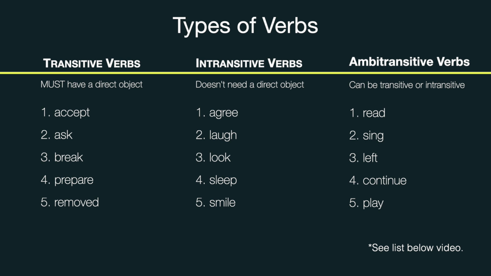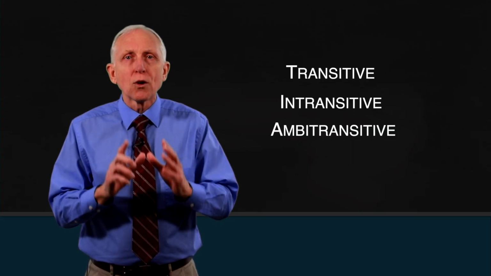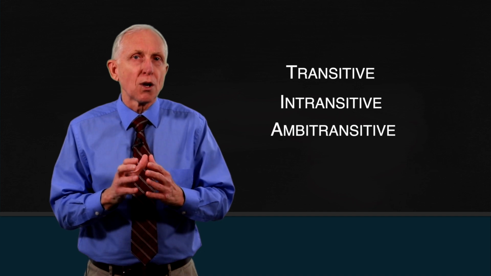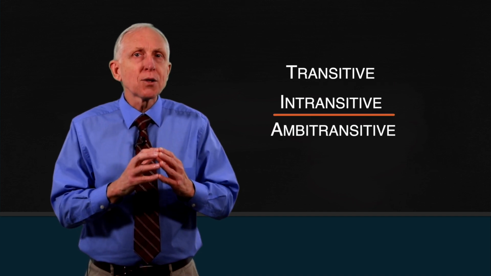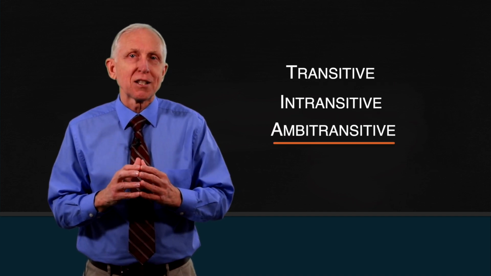It gets a little tricky because some verbs need a direct object to be complete, and some verbs, well, they don't need a direct object to be complete. Then there are those verbs that are complete with a direct object and complete without a direct object. Now, the key words you need to know for these three types of verbs are transitive, intransitive, and ambitransitive.